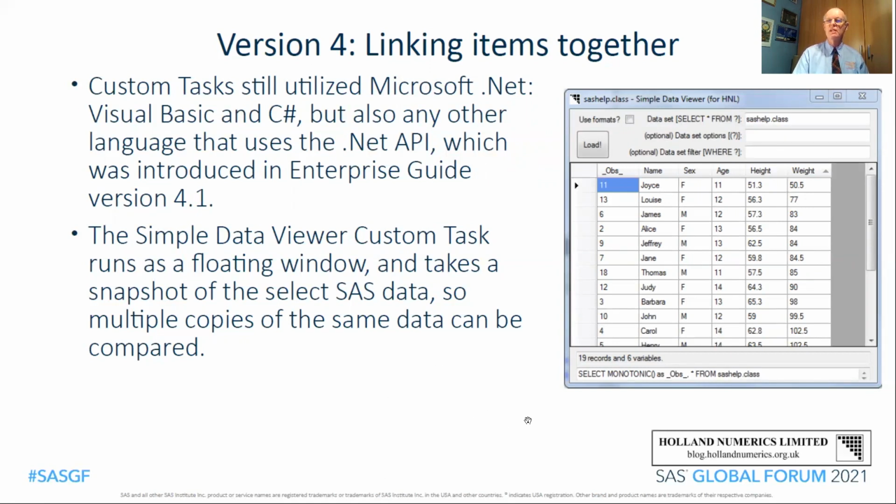One of the custom tasks that I produced was a floating window data viewer, which effectively copied a SAS dataset into a Microsoft data grid, and then effectively took a snapshot of the data, and then multiple copies could be extracted and compared side by side by just moving them around on the screen so they lined up. Or alternatively, you could look at completely different data sets and then compare the values in the two side by side.